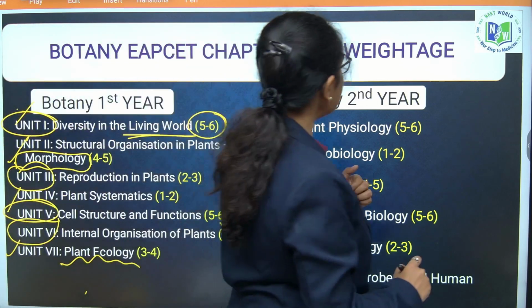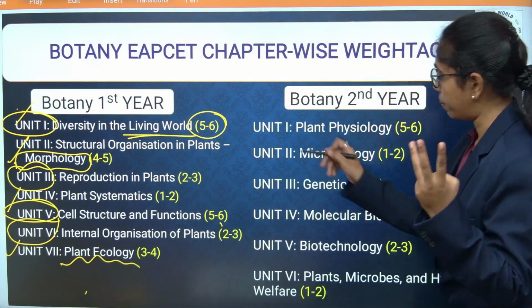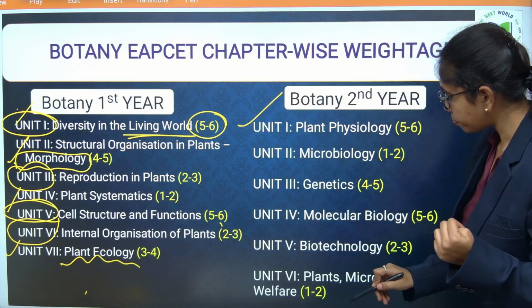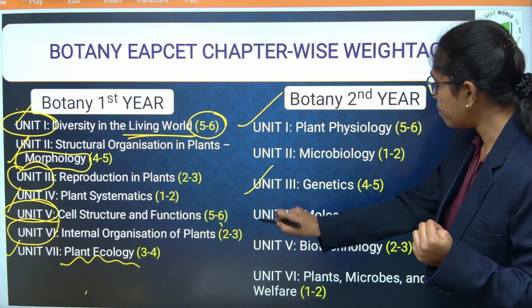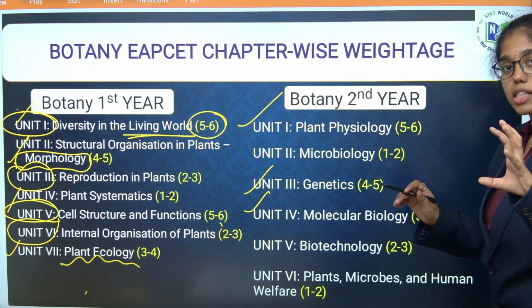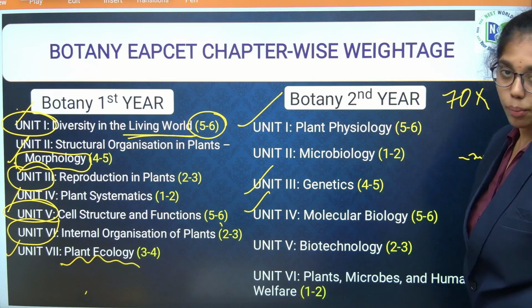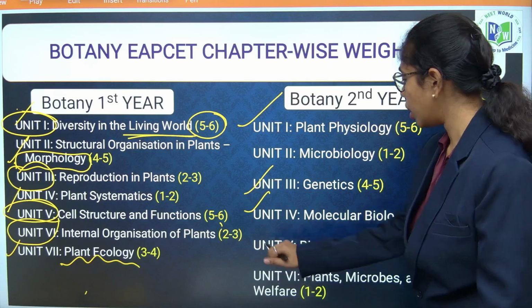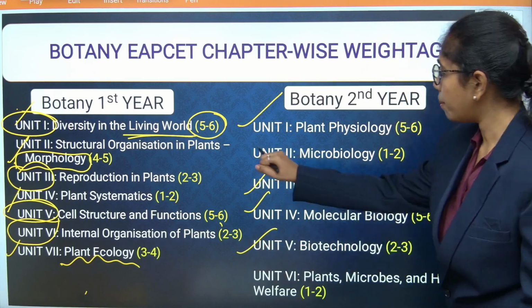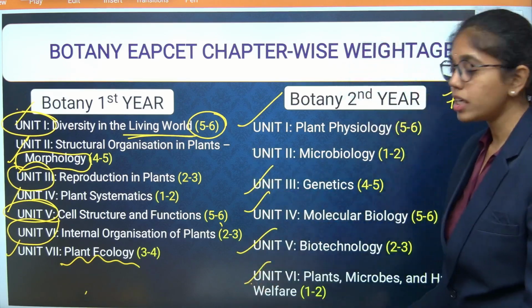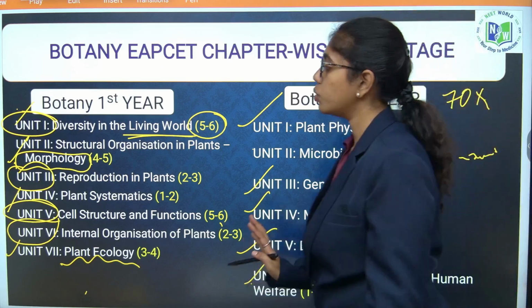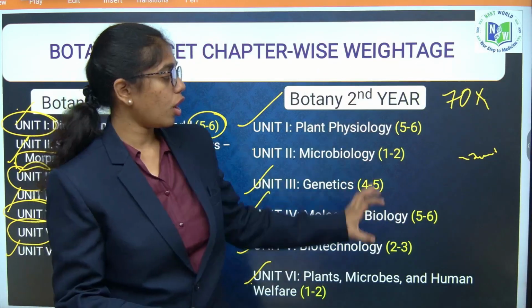Then from botany second year, majorly 3 chapters: plant physiology, genetics and molecular biology. These 3 units only will cover 70% of questionnaire from second year botany. Then what you have to focus on? Biotechnology, and then microbiology and plants, microbes and human welfare. This should be your order of preparation.